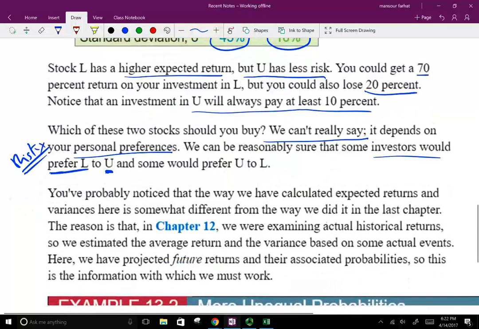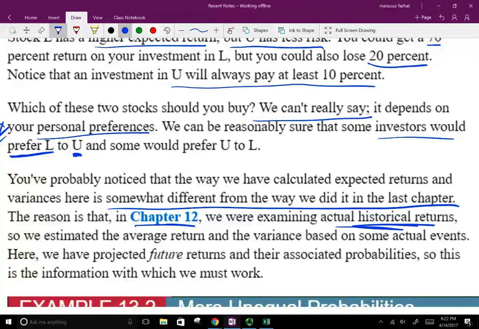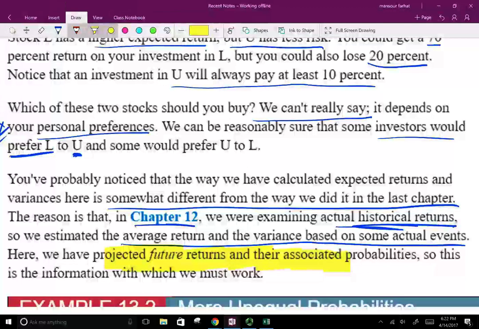Okay? So you have probably noticed that the way we calculate expected return and variances here is somewhat different from the way we did it in the last chapter. In chapter 12, remember, we were examining actual historical return, so we estimated the average return and the variance based on actual events. Here, in this chapter, we're looking at the expected, which is the projected future return, and the associated probabilities. So we're multiplying by probabilities. This is the information with which we must work. The calculation is basically the same, but we're adding the probabilities.